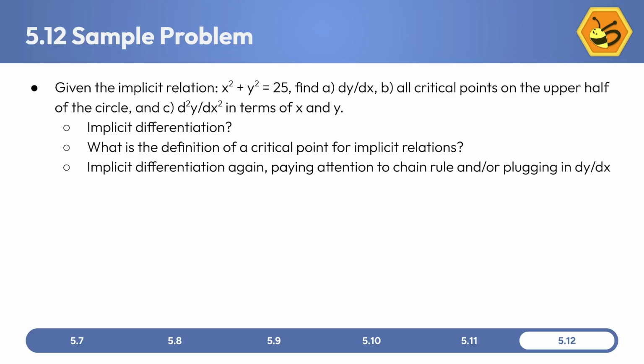So given this implicit relation x squared plus y squared equals 25, find dy dx, all the critical points on the upper half of the circle. So if you didn't know already, this is our equation of a circle. And then finally find the second derivative in terms of x and y. And by the way, dy dx, I believe it's also in terms of x and y. So please try to find these.